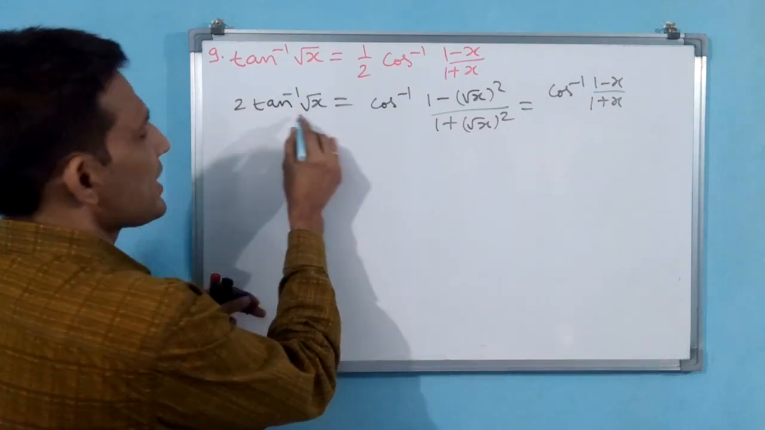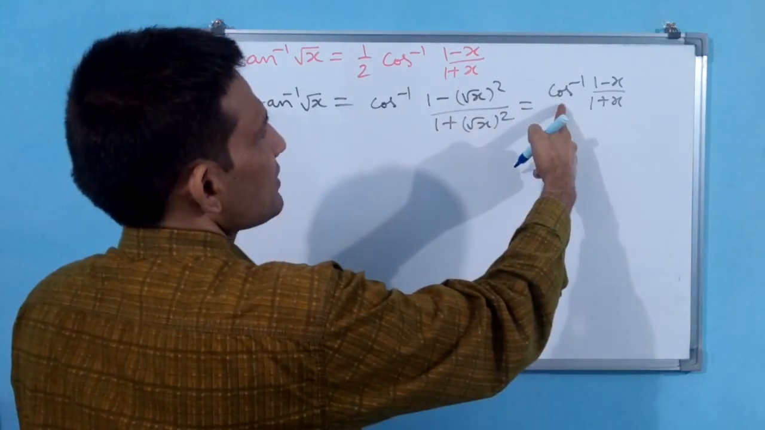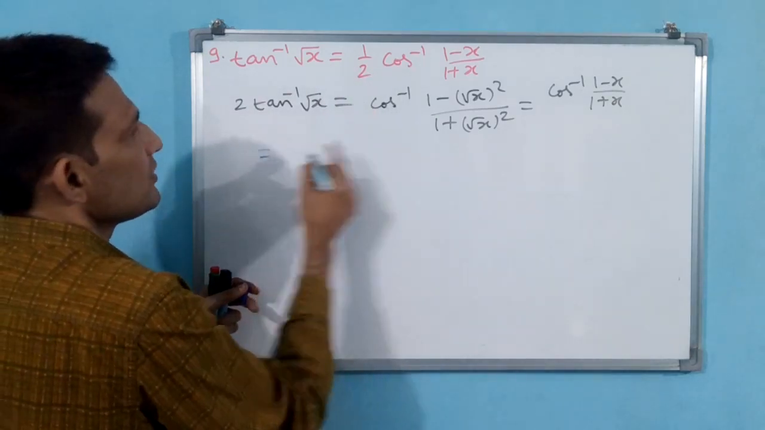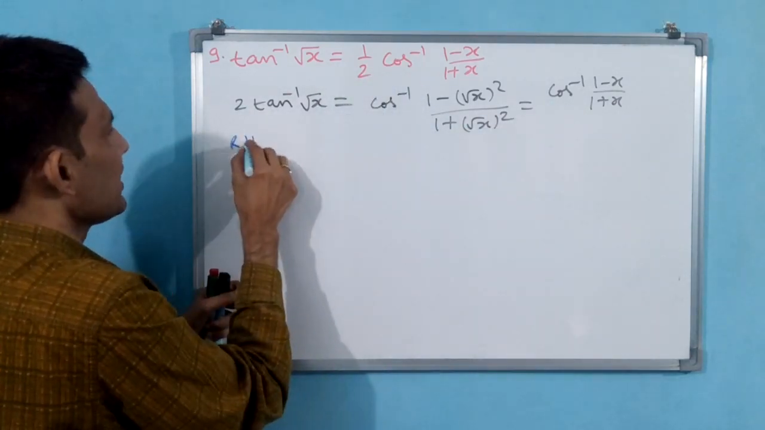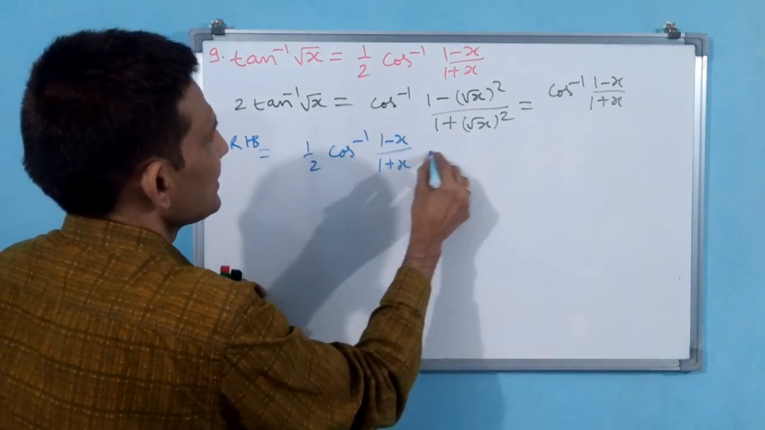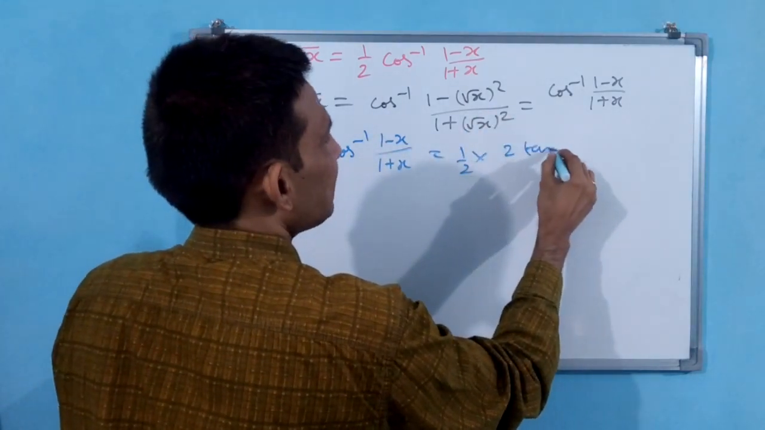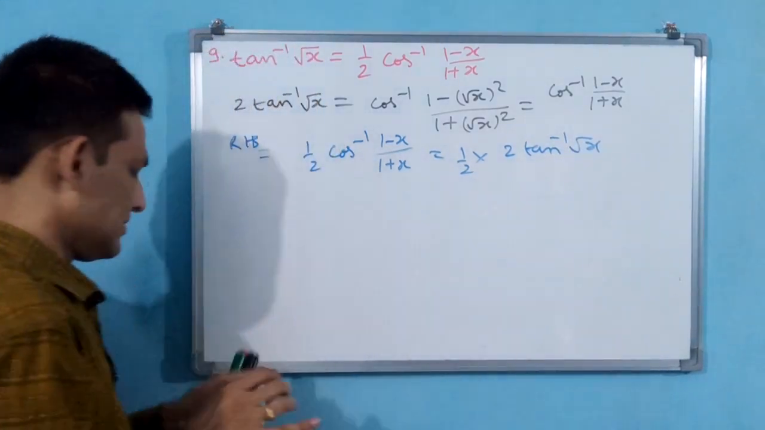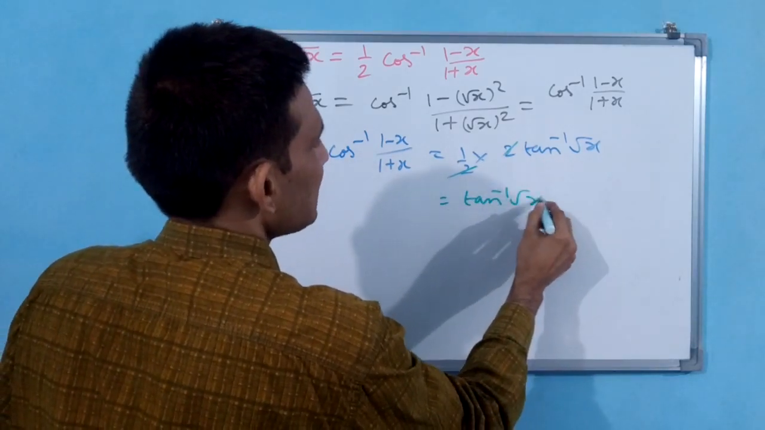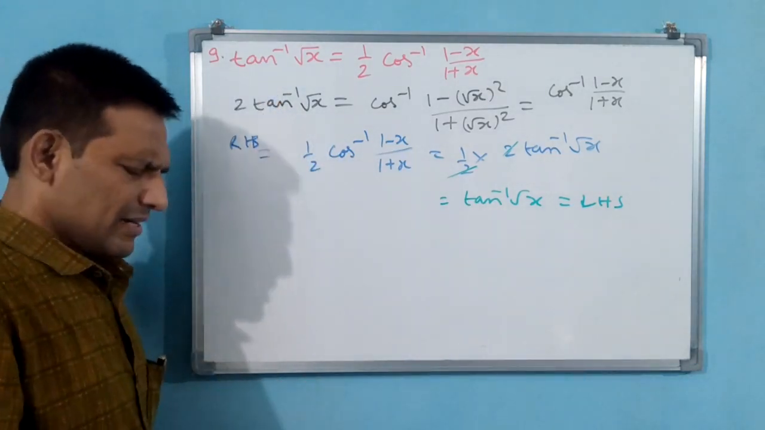Okay. This we have written, the 2 tan inverse x formula. Here, cos inverse (1 minus x) by (1 plus x) is equal to 2 tan inverse root x, you can write. Now the RHS: 1 by 2 cos inverse (1 minus x) by (1 plus x) is equal to 1 by 2 into 2 tan inverse root x. Now these 2 and 2 are going to get cancelled. That is equal to tan inverse root x. This will be your LHS. Understand?